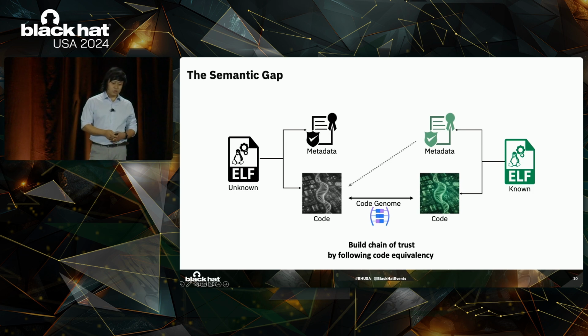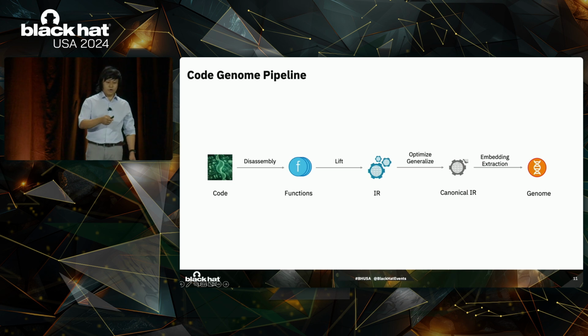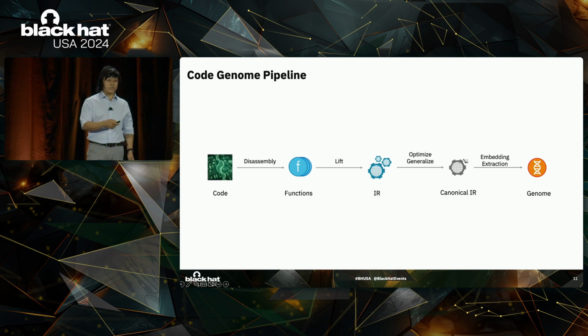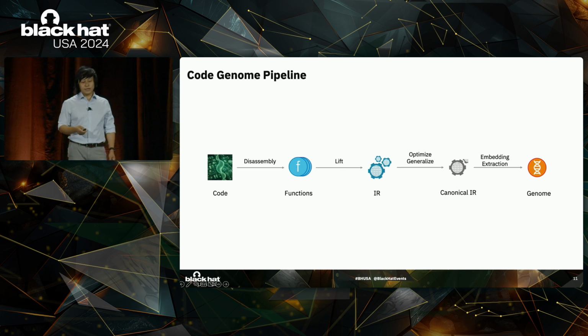All right, so how does the Code Genome work? At high level, obviously we start from code, that's what we get. And of course, we do the disassembly to break it into individual functions. Then we lift it into IR, intermediate representation. I'm going to talk about why we want to do this. Once it's in the IR, we do optimization and generalization, what we call the canonicalization process. And ultimately, we get this canonical IR version of the function.